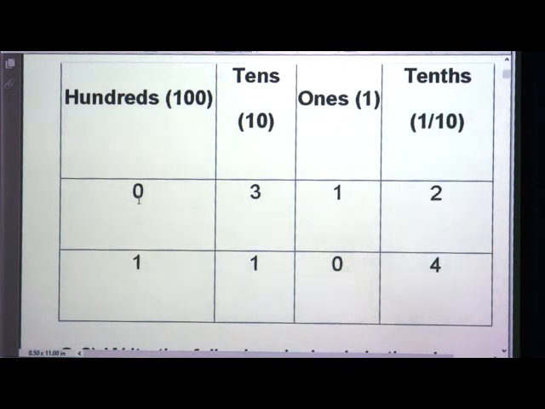In the hundreds part we do not have anything, so we have written 0. In the tens part we are having 3, so we have written 3. In the ones part we are having 1, so we have written 1, and in the tenth part we are having 2. So, in decimal it can be told as 31.2, 31.2 in the decimal notation.